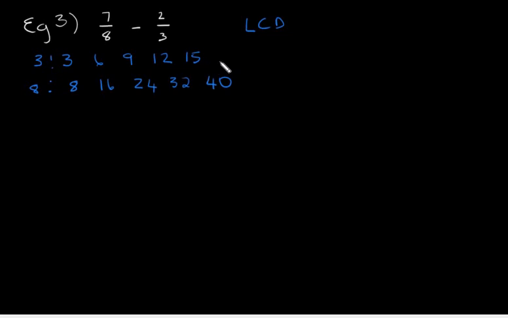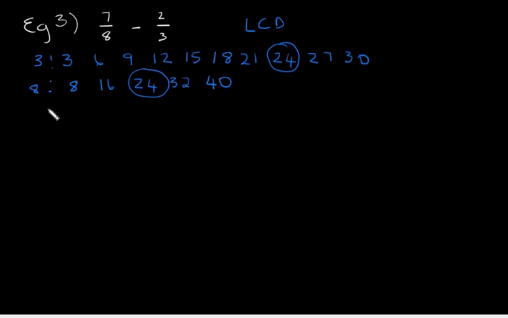Let's extend the multiples of 3. So let's write down the next 5: 18, 21, 24, 27, and 30. Let's see if we can find something that's common. What's the common denominator? 24. So the lowest common denominator is 24.